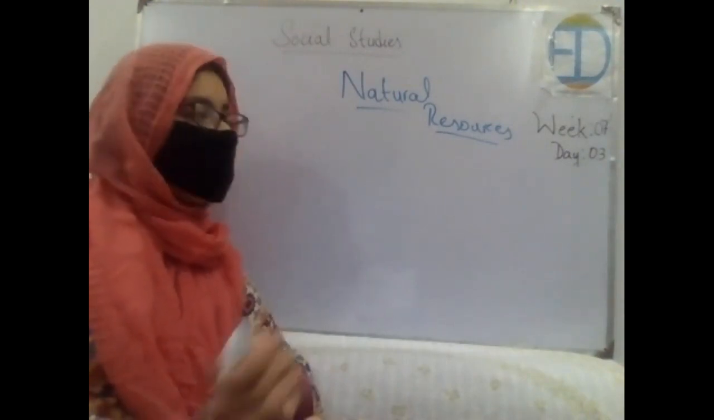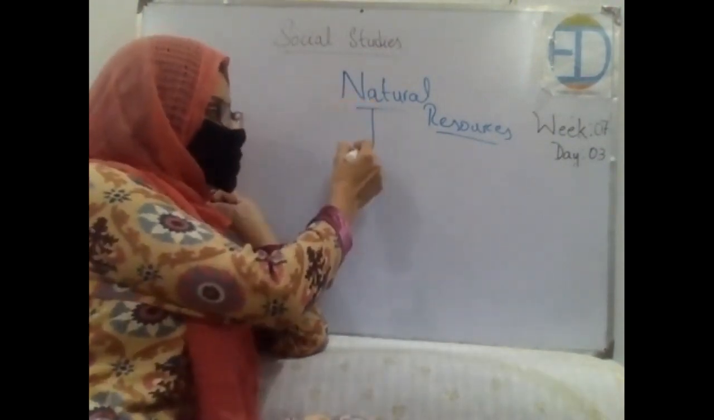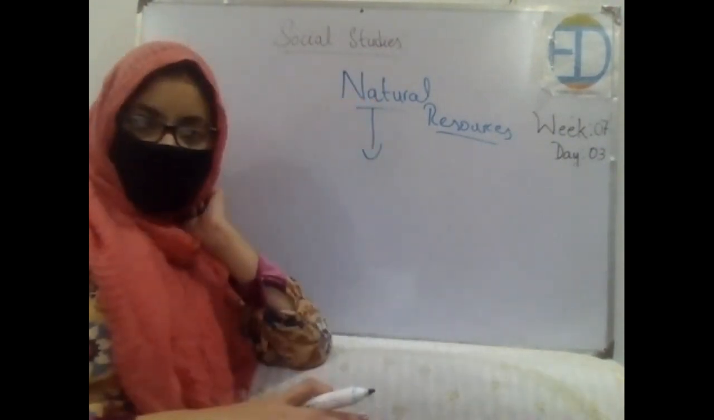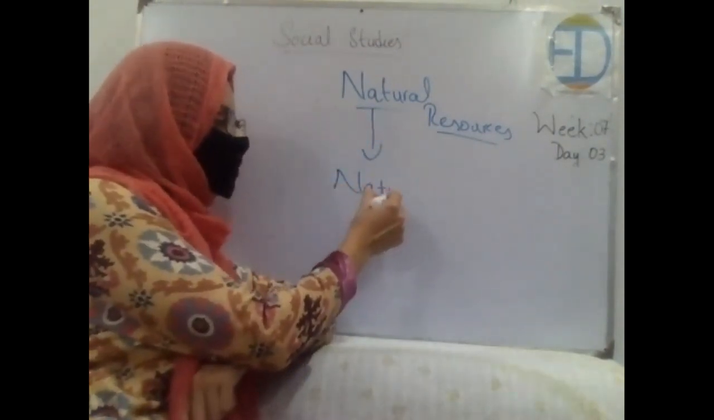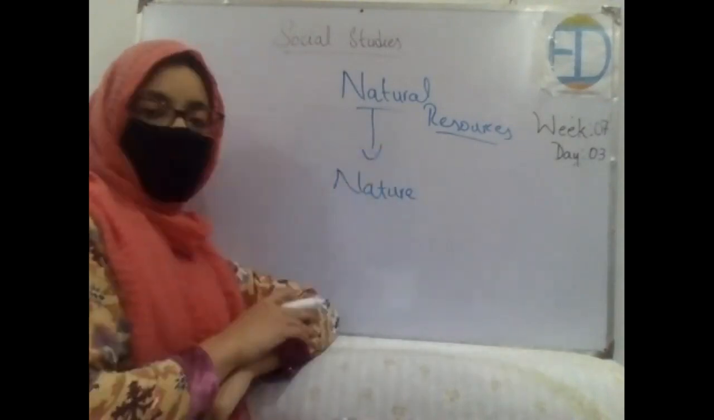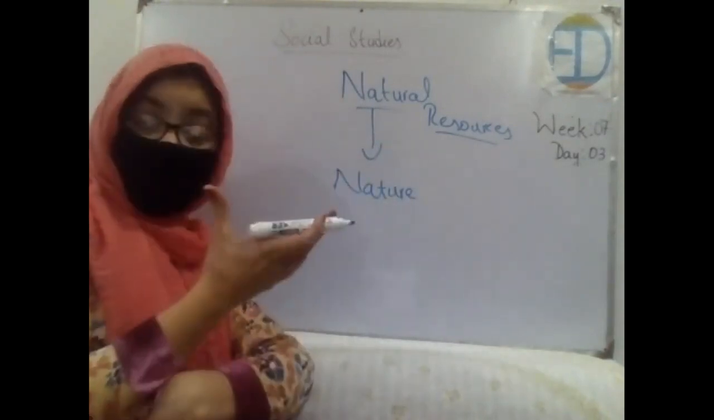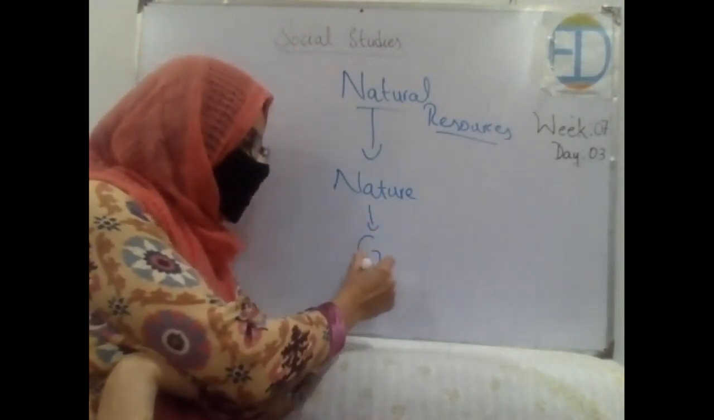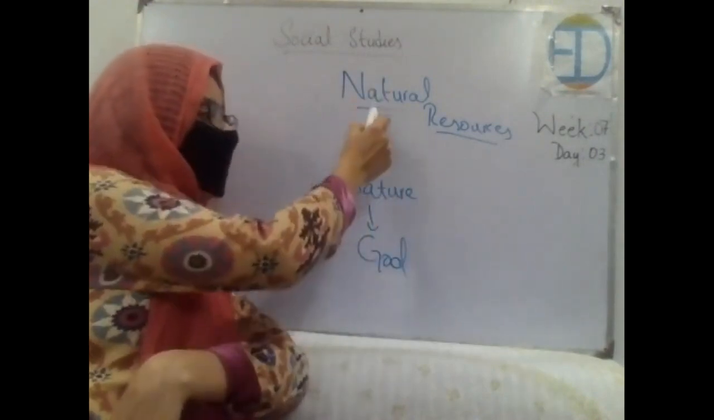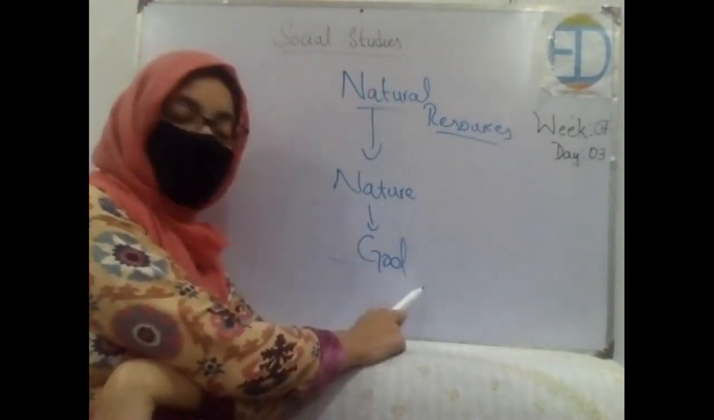So, tell me, do you know any word which is related to this word natural? The word nature, maybe? And for what do we use this word? Yes, for things around us which are created by God, right? So, natural is related to nature, which is related to God.